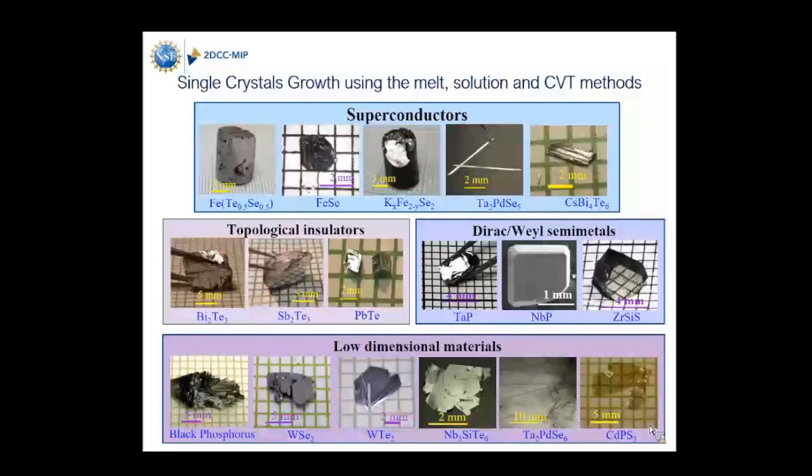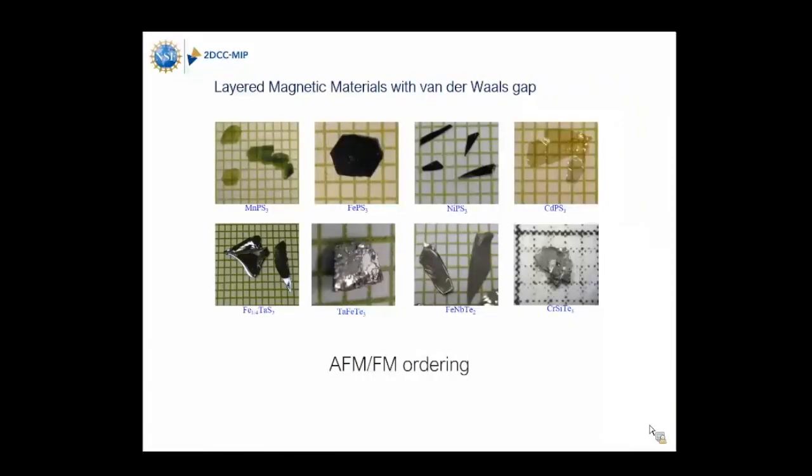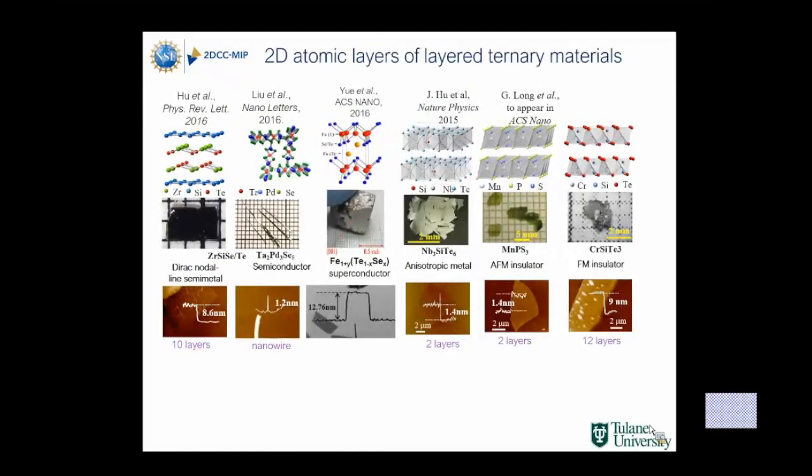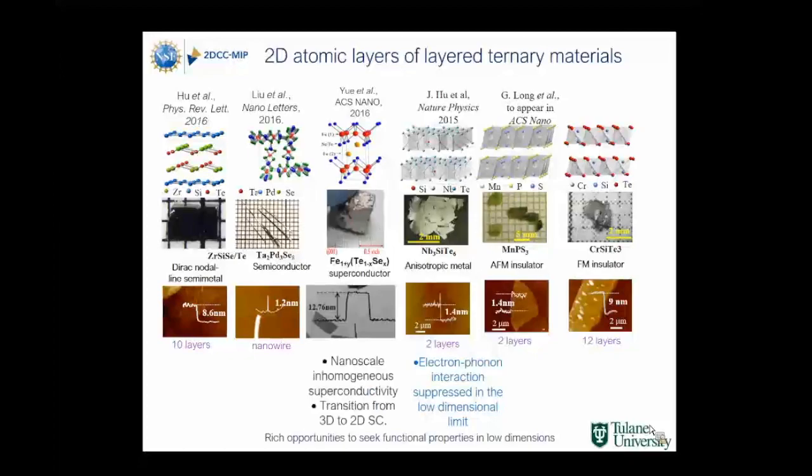We have been using the solution method, chemical vapor transport, and the floating zone to grow crystals of many different kinds of quantum materials, including superconductors, topological materials, Dirac and Weyl semimetals, and low-dimensional materials. In recent years, we have made a lot of effort in growing layered magnetic materials with a van der Waals gap. They show magnetic order, either antiferromagnetic or ferromagnetic, and because of the gap we can exfoliate them to achieve 2D materials. We have made a lot of new 2D materials, as shown here.